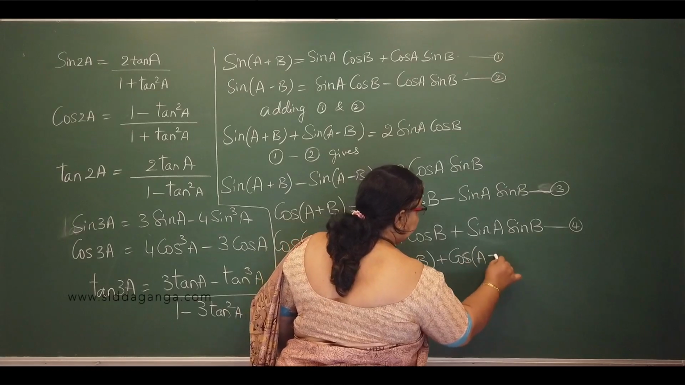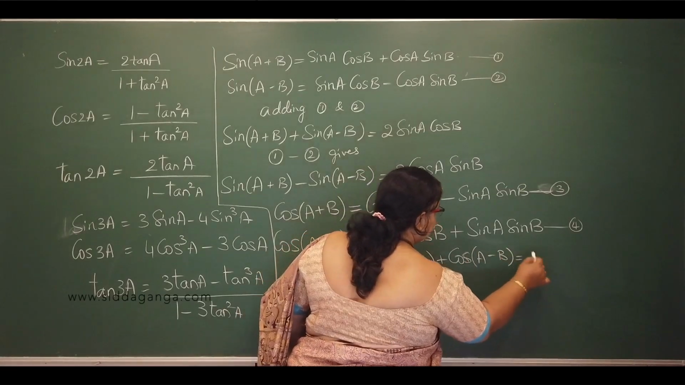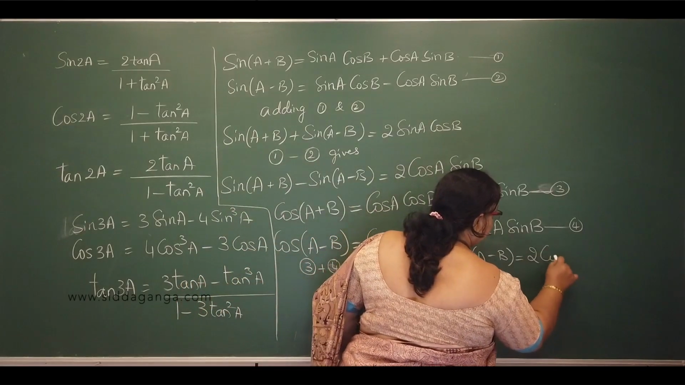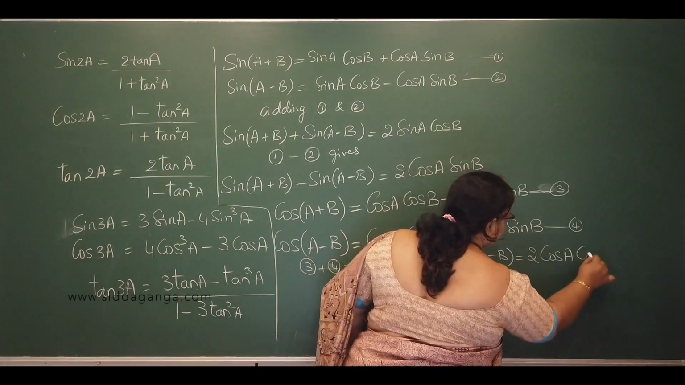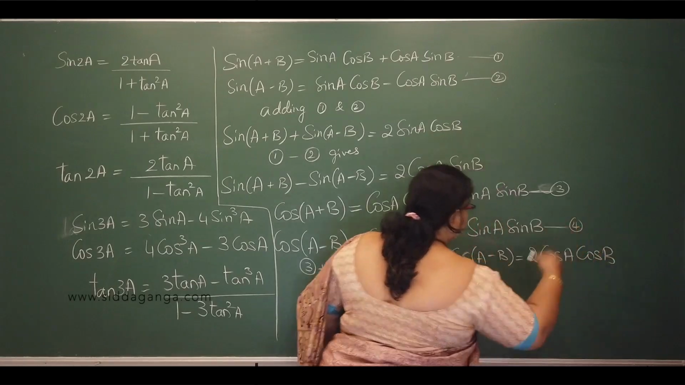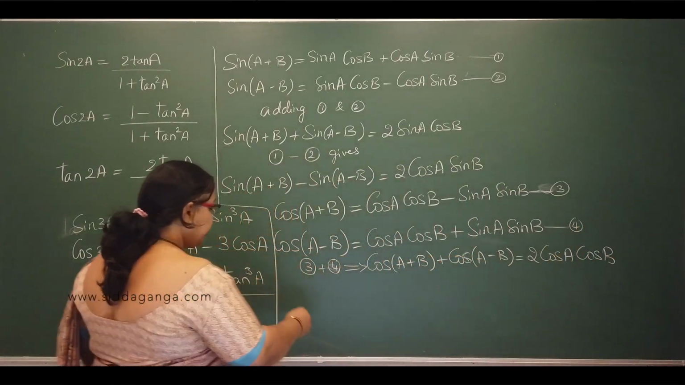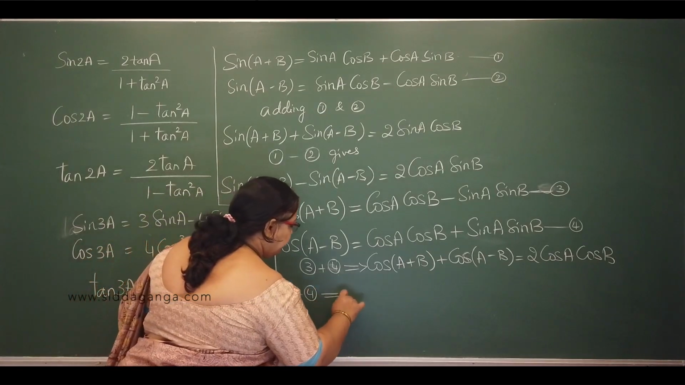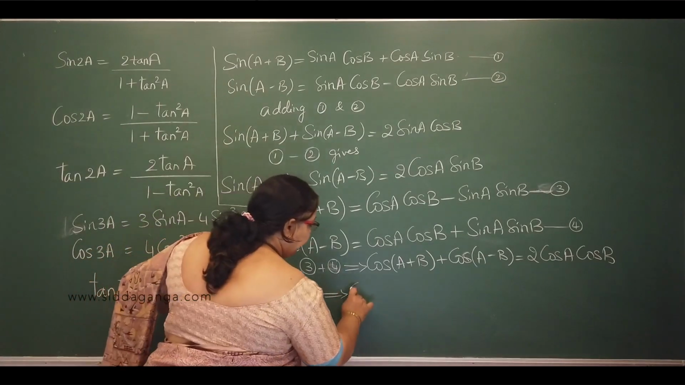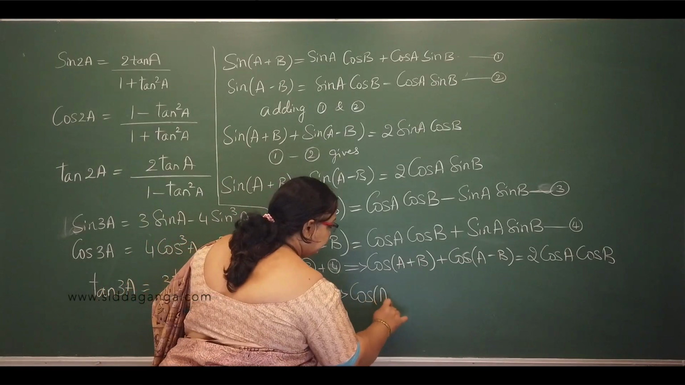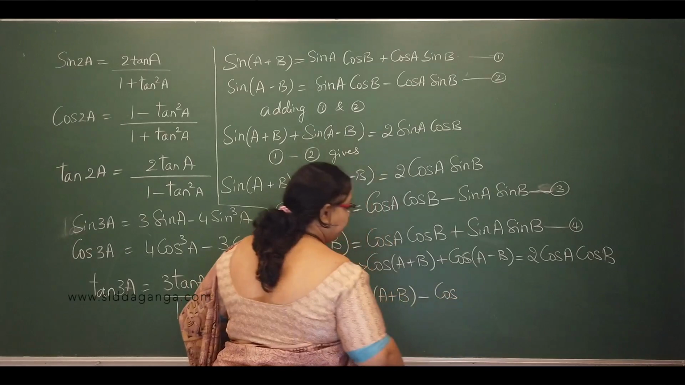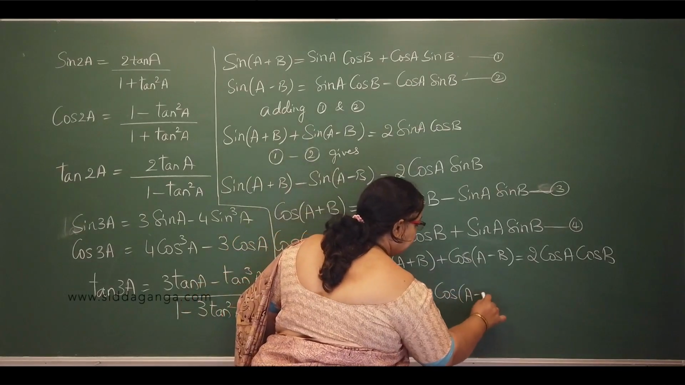Then the result that we are going to get is the first term factors, that is twice cos A into cos B. Next, equation 3 minus equation 4, so it gives cos of A plus B minus cos of A minus B.